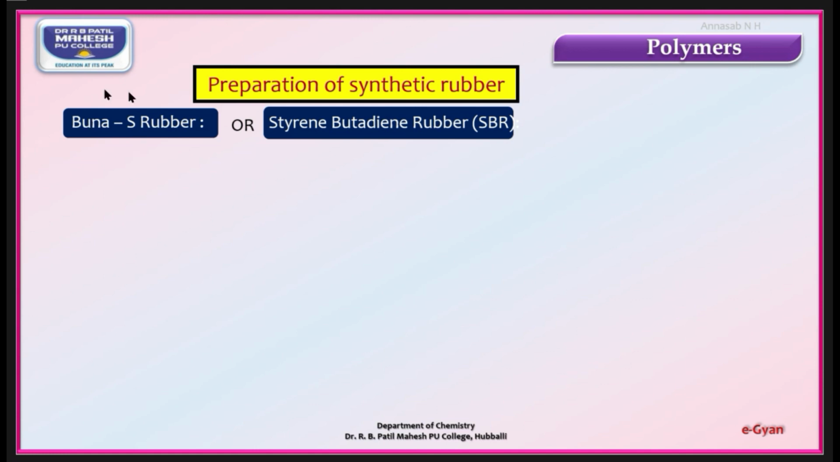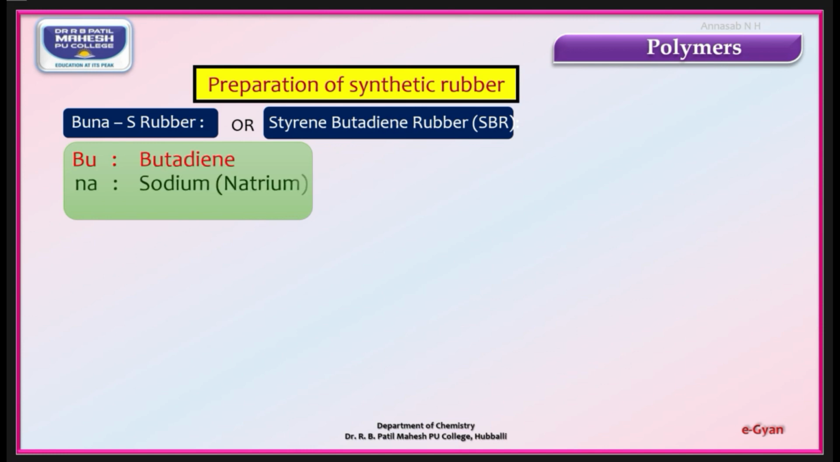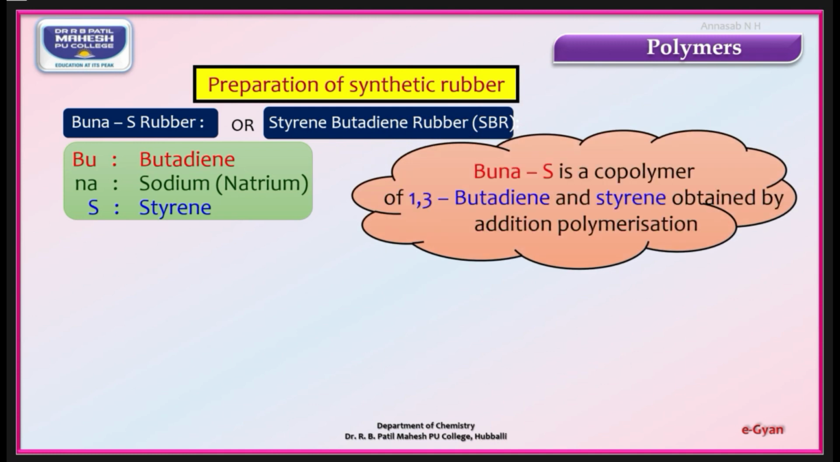So Buna S, the name is derived from Bu, butadiene, Na, sodium, whose IUPAC name is natrium, and S is styrene. Butadiene, natrium, styrene is Buna S. Buna S is a copolymer of 1,3-butadiene and styrene obtained by addition polymerization. You can observe this: addition polymerization, there is no byproduct formation. So whatever components are there, they will be retained till the end of the process.